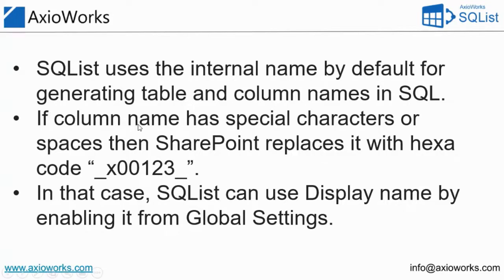If you have special characters in any of the column fields, then as we know, those characters get replaced with a hexacode, which is not ideal if you want to retain the display names, or the names with special characters, when SQL List generates tables and columns in SQL Server. Now there is a global setting available in SQL List that will allow you to use display names instead of internal names for generating those SQL columns and tables. Let's see how it works.